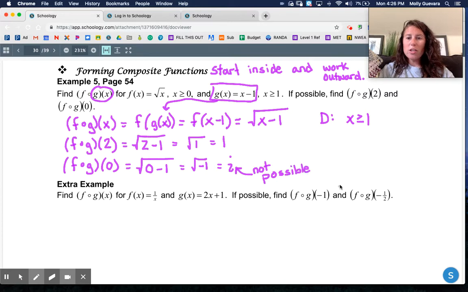We already knew that 0 wasn't going to work because it's not part of the domain, but just to show you anyway. Okay. All right, so I want you guys to try this one. Again, it's better to try it and mess up than not to try it at all. I'd rather you mess up and have to erase the whole thing and redo it and at least try it. So here's the extra example. Go ahead and hit pause on the video, and then when you are ready, hit play.